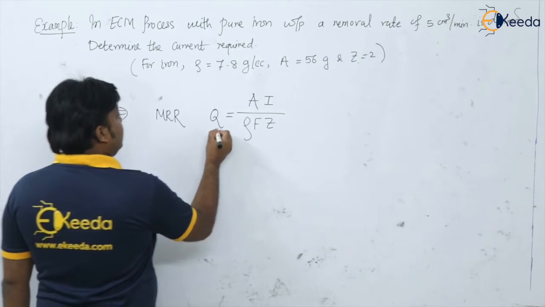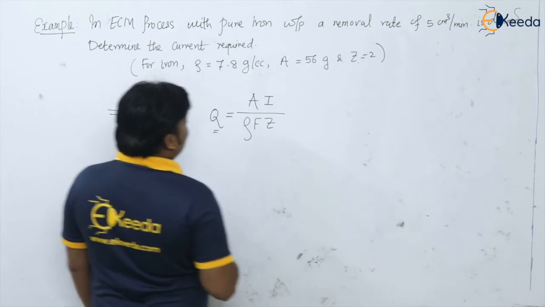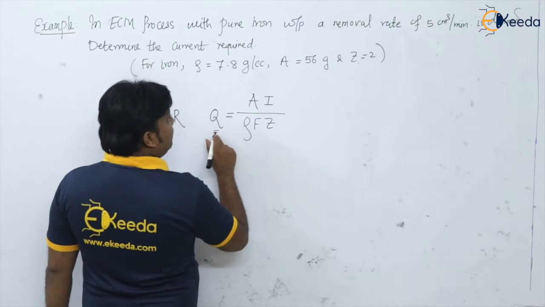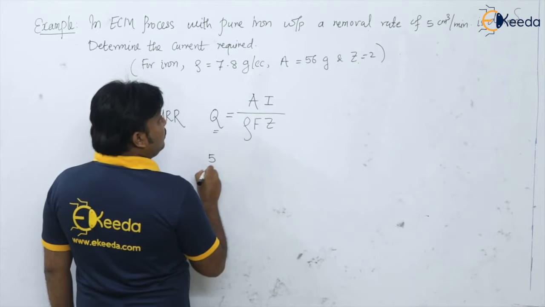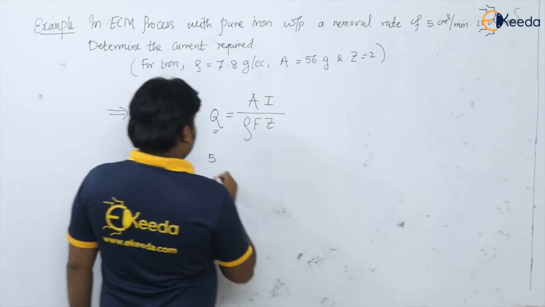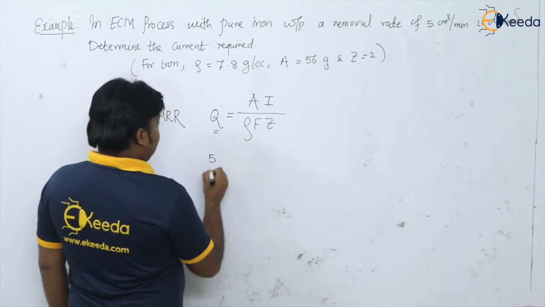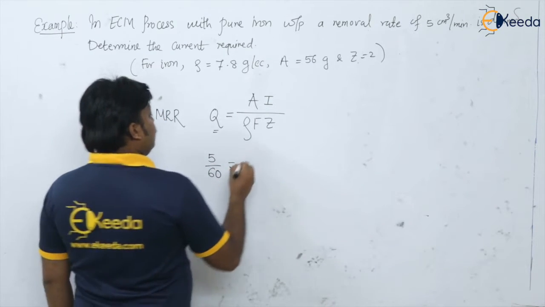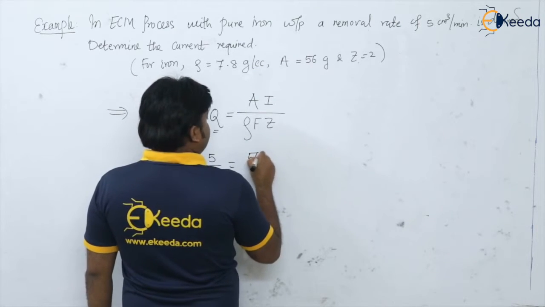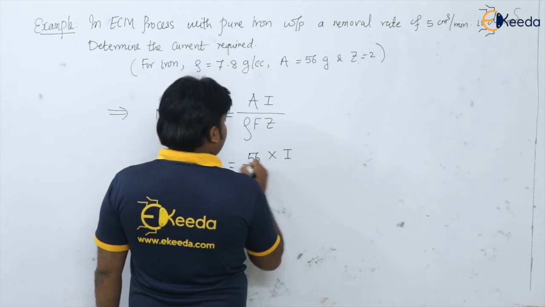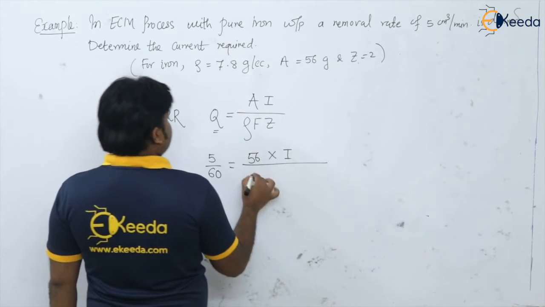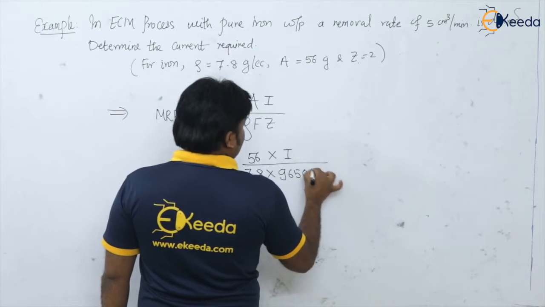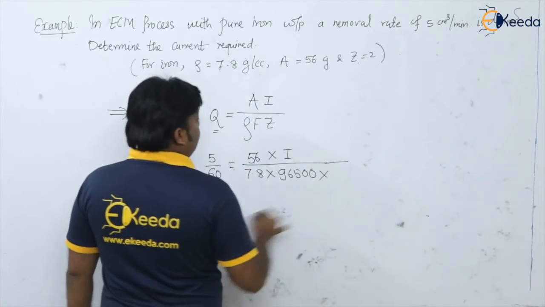So here Q value is given. Q is how much? 5 centimeter cube per minute, and we need the CGS unit. So Q I will write as 5 centimeter cube divided by minute, so I have to take it into seconds. So 5 divided by 60, that is centimeter cube per second, is equal to A 56 into I, which is unknown, divided by density 7.8 into F, 96500, we should know the value, into valency.